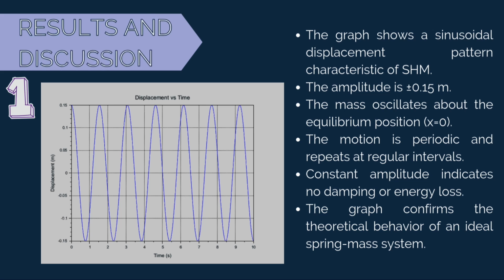For result and discussion, the Scilab simulation results show that the spring mass system follows the behavior of simple harmonic motion. The graph shows a sinusoidal shape, which confirms that the spring mass system undergoes simple harmonic motion. Since no damping force is included in the model, the amplitude remains constant throughout the motion. The energy of the system is continuously exchanged between kinetic energy and potential energy, while the total mechanical energy remains constant. The constant amplitude indicates that there is no energy loss due to friction or air resistance.